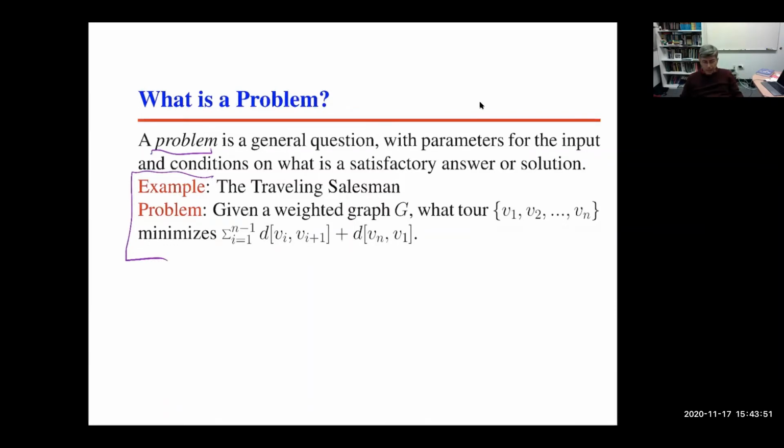Traveling salesman takes as input a graph, and it asks to find a tour, an ordering of the vertices that minimizes the sum of the edge weights on the tour. Okay? So when I talk about a problem, I'm going to be talking about a general instance. Any questions about that?